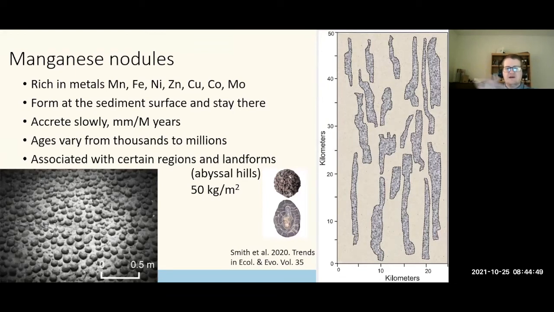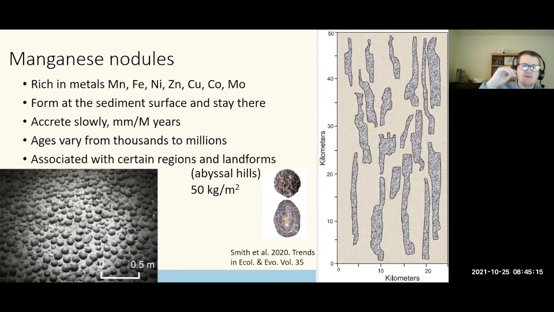You see on the right side of this slide, it looks like a soil map, right? Looks like soil map units. This is the Clarion Clipperton zone where they've tried to identify the zones of highest concentration of these nodules worth mining. They form at the sediment surface. They stay there for some reason. We're not quite sure exactly how, but we don't find whole columns full of these. And so as the sediment accretes, they tend to make their way up in the profile.